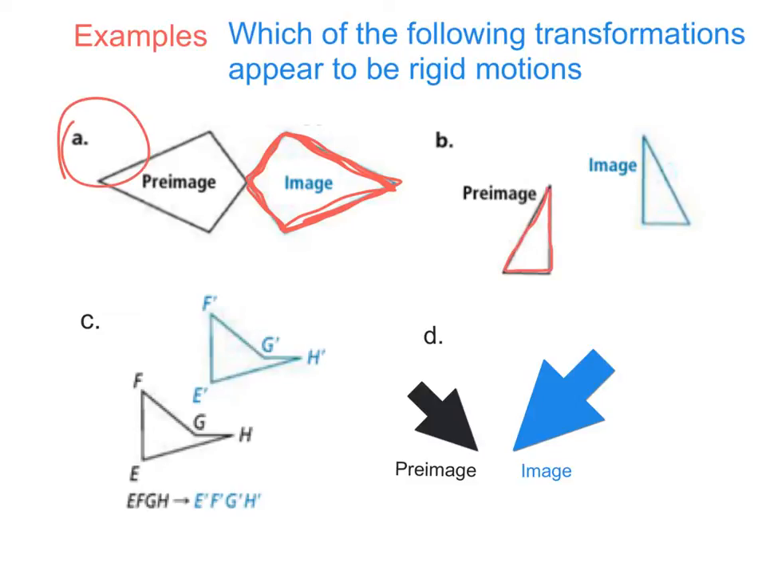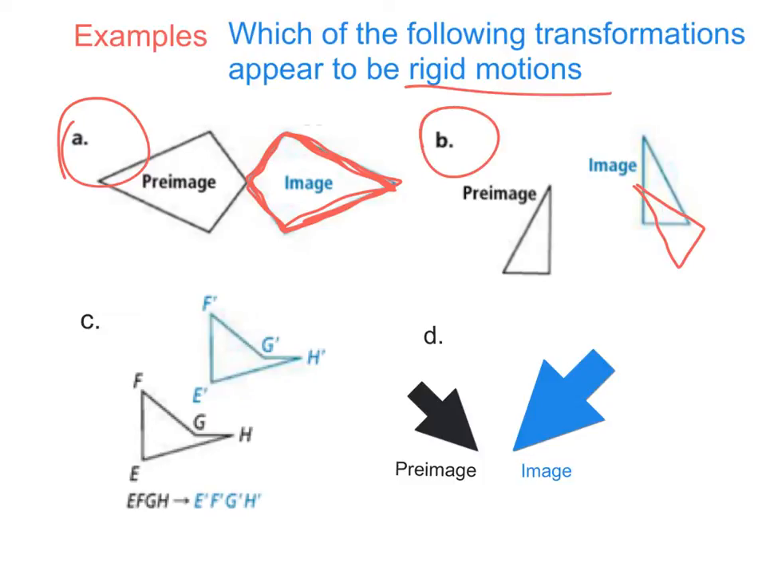Likewise, B, if we trace B and we check it, well, we could actually just check sides. Those are corresponding sides, they're the same length. Those are corresponding sides the same length. And if we were to turn this, then we could see that those corresponding sides are the same length as well. Likewise, we could check the angles if we wanted to. So again, B does appear to be a rigid motion.